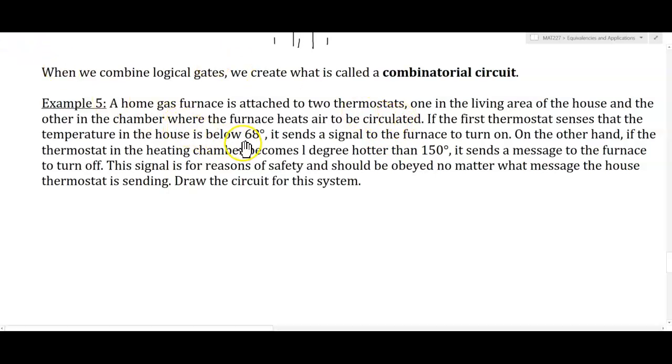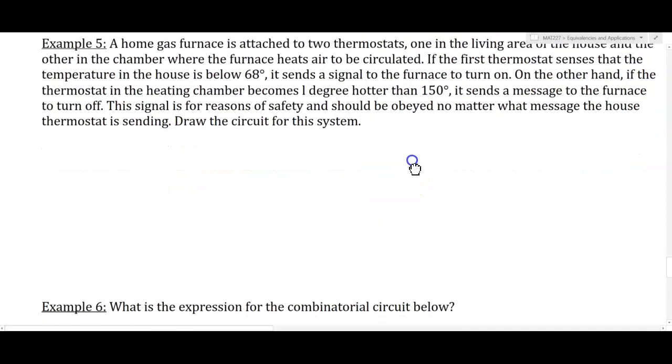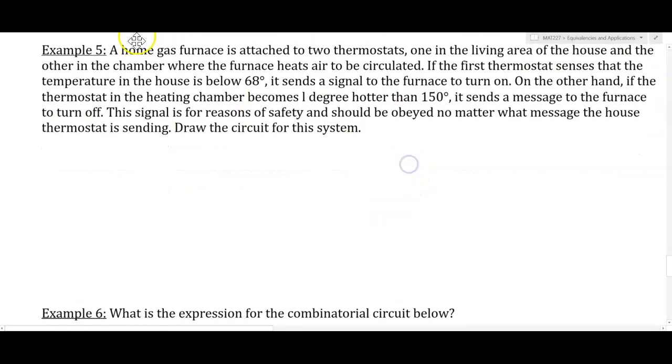And even if it's cold inside the house, like 65 degrees, but it's 152 degrees on the thermostat in the heating chamber, we, for safety reasons, have to shut it down. So let's try to draw the circuit for this system.